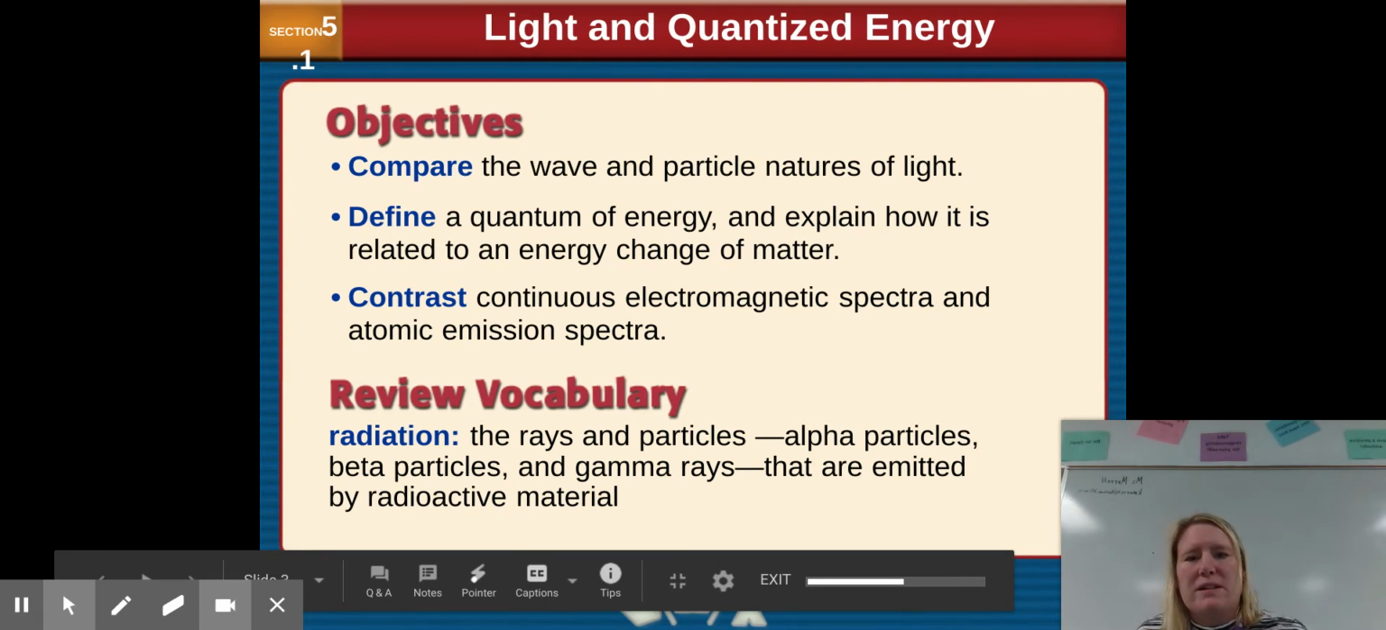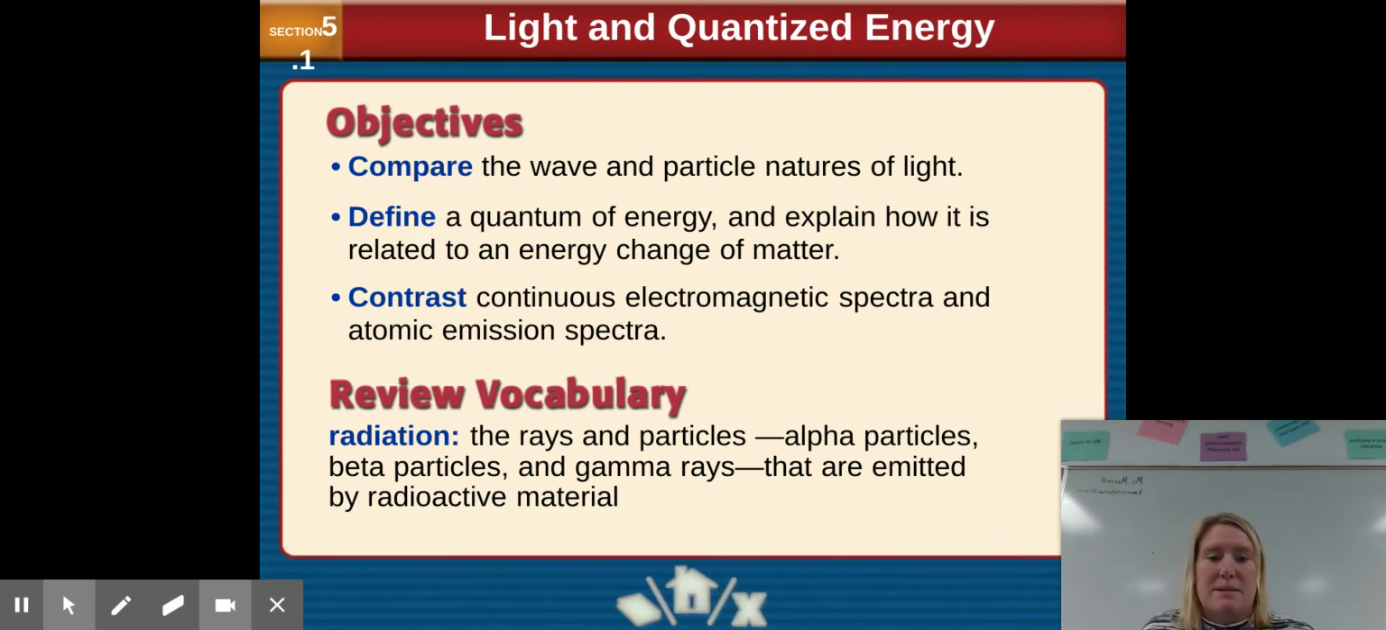So 5.1 talks about light and quantized energy. Although that title might seem a little scary, it's really not meant to. If you can do some basic algebra, you'll be just fine. And also in this chapter, there are just some basic concepts that I think you'll all be able to have no problem at all mastering. All right, let's take a look.